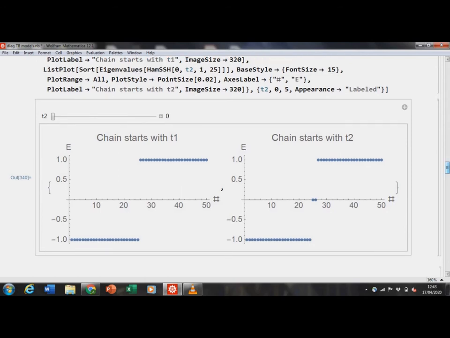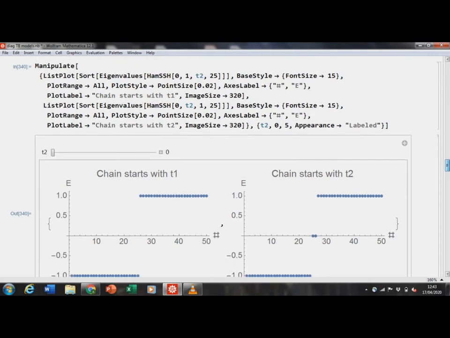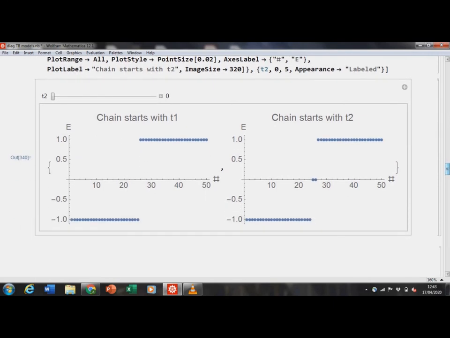Well, let's have a look at the energies of the system by diagonalizing this Hamiltonian. And what I've plotted here are two different scenarios. We imagine a chain that starts with T1 on the left-hand side and starts with T2 on the right-hand side. So we imagine a 1D chain that goes T1, T2, T1, T2, and so on on the left-hand side. But on the right-hand side, it goes T2, T1, T2, T1, T2, T1.